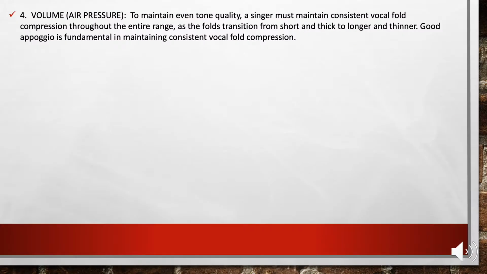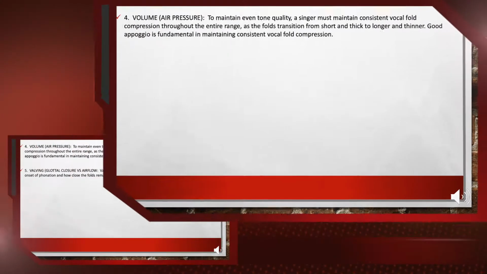4. We need to keep volume in balance with air pressure control. To maintain even tone quality, a singer must maintain consistent vocal fold compression throughout the entire range, as the folds transition from short and thick to longer and thinner. Good appoggio is fundamental in maintaining consistent vocal fold compression.